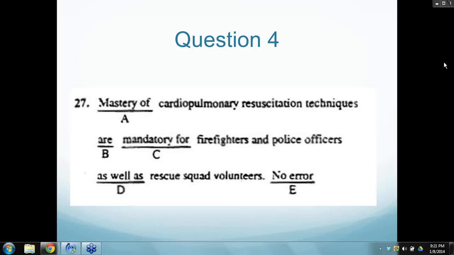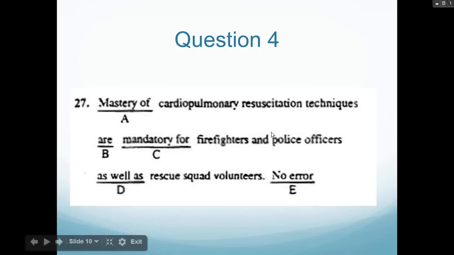Mastery is. So again, when you hear people say that the SAT and the ACT are quote unquote trick tests, this is the kind of question that folks are referring to. They're trying to trick you here. They purposely put techniques there to throw you off. But it's mastery is mandatory. Okay, let's move on.